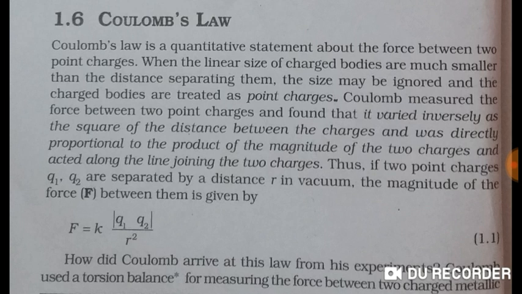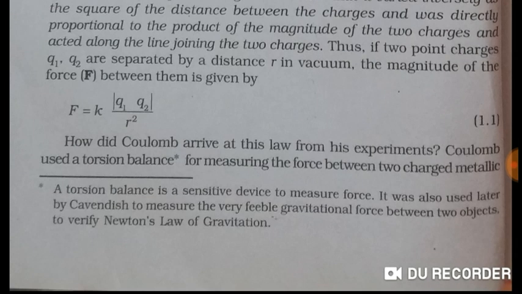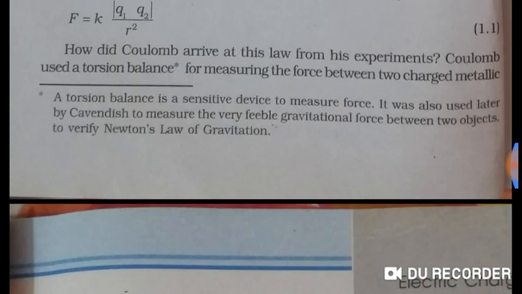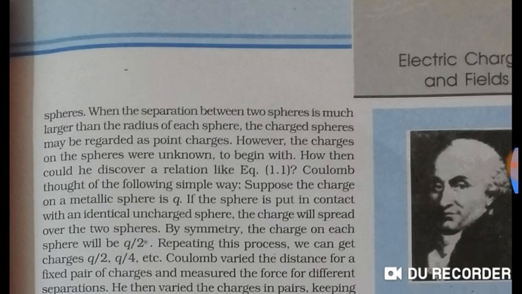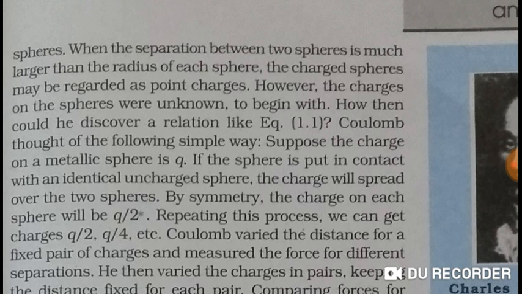Thus, if 2 point charges Q1 and Q2 are separated by a distance r in vacuum, the magnitude of the force F between them is given by F = k|Q1 Q2|/r². How did Coulomb arrive at this law from his experiments? Coulomb used a torsion balance for measuring the force between two charged metallic spheres. When the separation between the two spheres is much larger than the radius of each sphere, the charged spheres may be regarded as point charges.